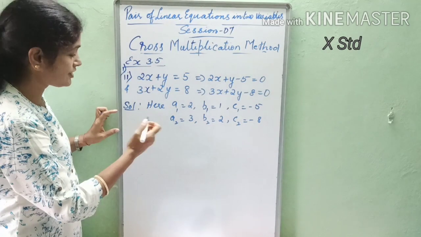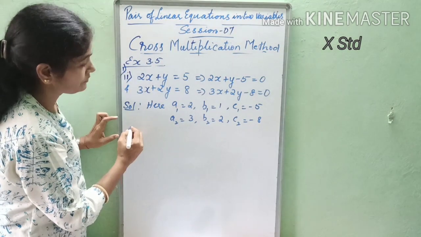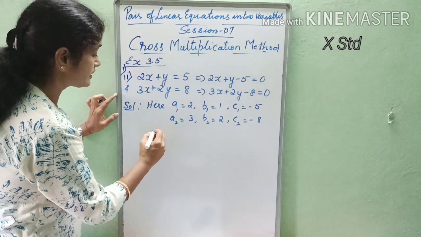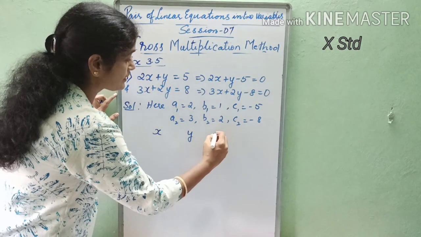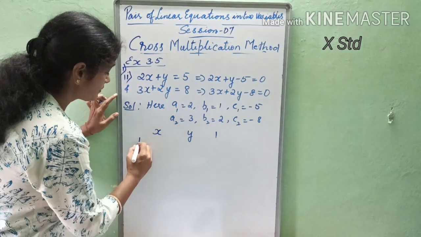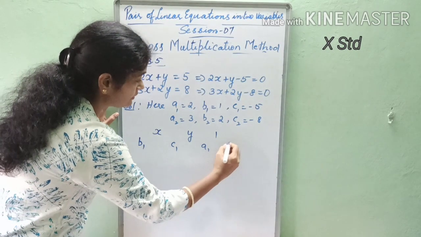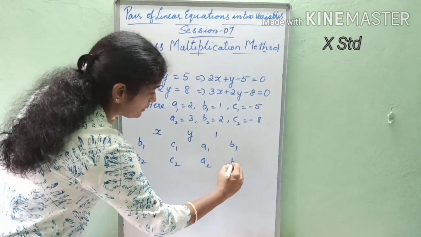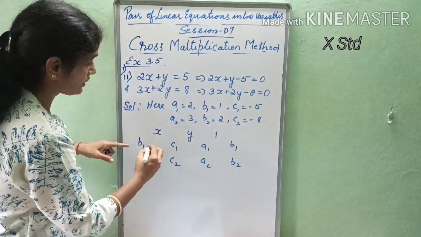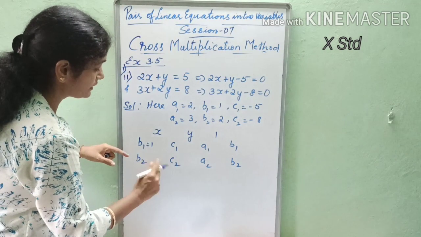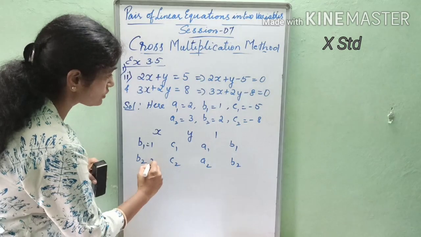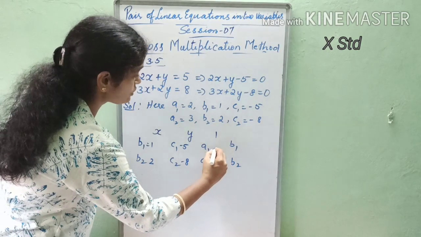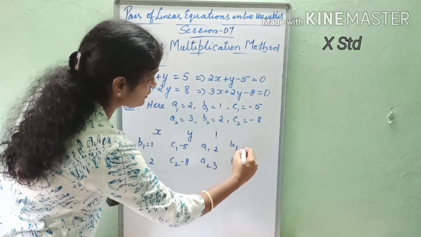So let me see this. Concentrate on this. Now, by the cross multiplication method we have to do, as I said, we are writing it in this way: x, y and 1, and here it is b1, c1, a1 and b1. Here it is b2, c2, a2 and b2. Here only we will write their coefficients. It is 1, b2 is 2. Then c1 is minus 5, c2 is minus 8, a1 is 2, and this is 3, and here b1 1 and 2.